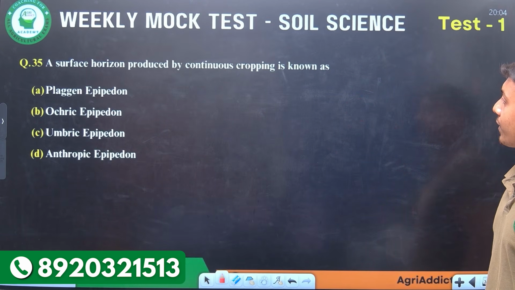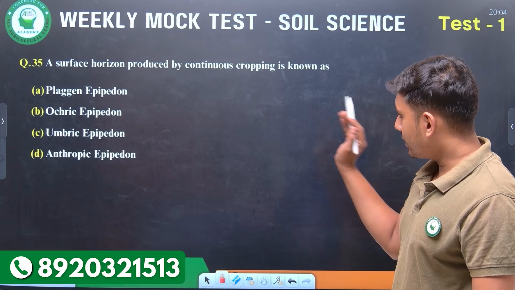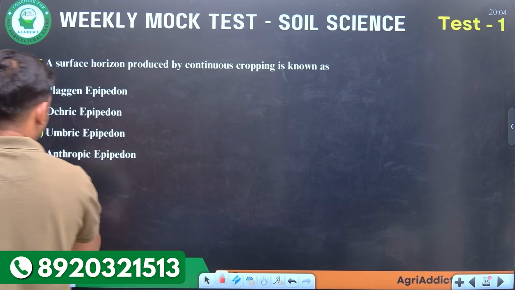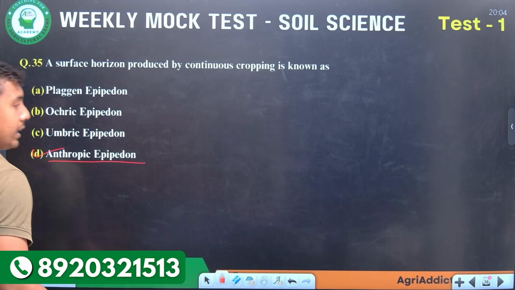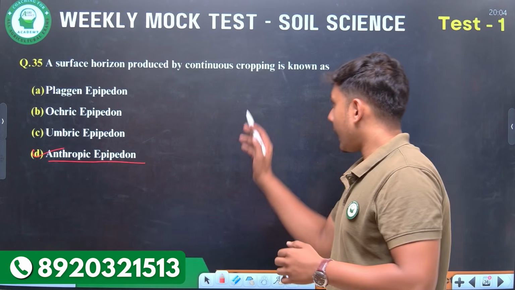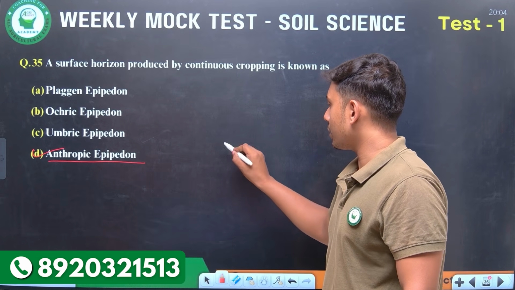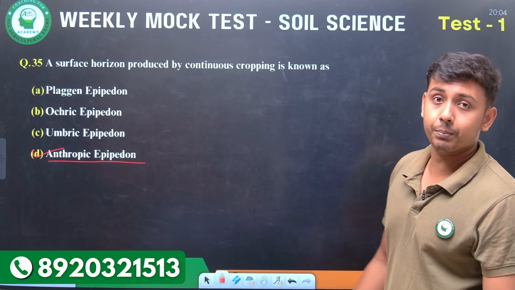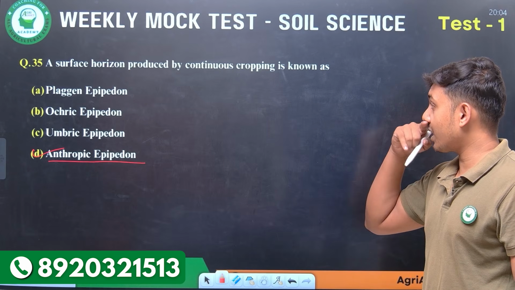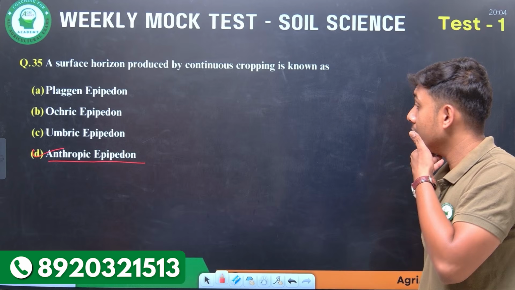Then comes, a surface horizon produced by continuous cropping is known as. So this is actually anthropic epipedon. When there is a continuous cropping system for many years, this anthropic epipedon can be found, and in this epipedon 1500 ppm of P2O5 is also found in this horizon. That is also a characteristic we have already discussed earlier.